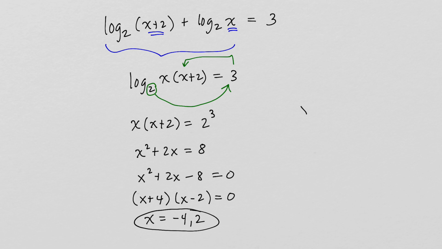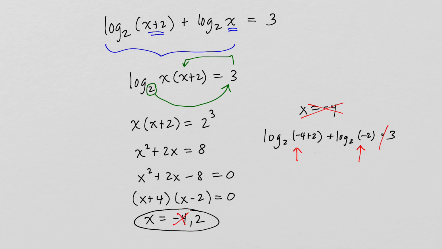Now, if you plug in x equals negative 4, you end up getting log base 2 of negative 4 plus 2 plus log base 2 of negative 2 equals 3. And this is not true, okay, because you have the log of a negative number in both of these spots, and we can't take the log of a negative number. So negative 4 is not an answer.